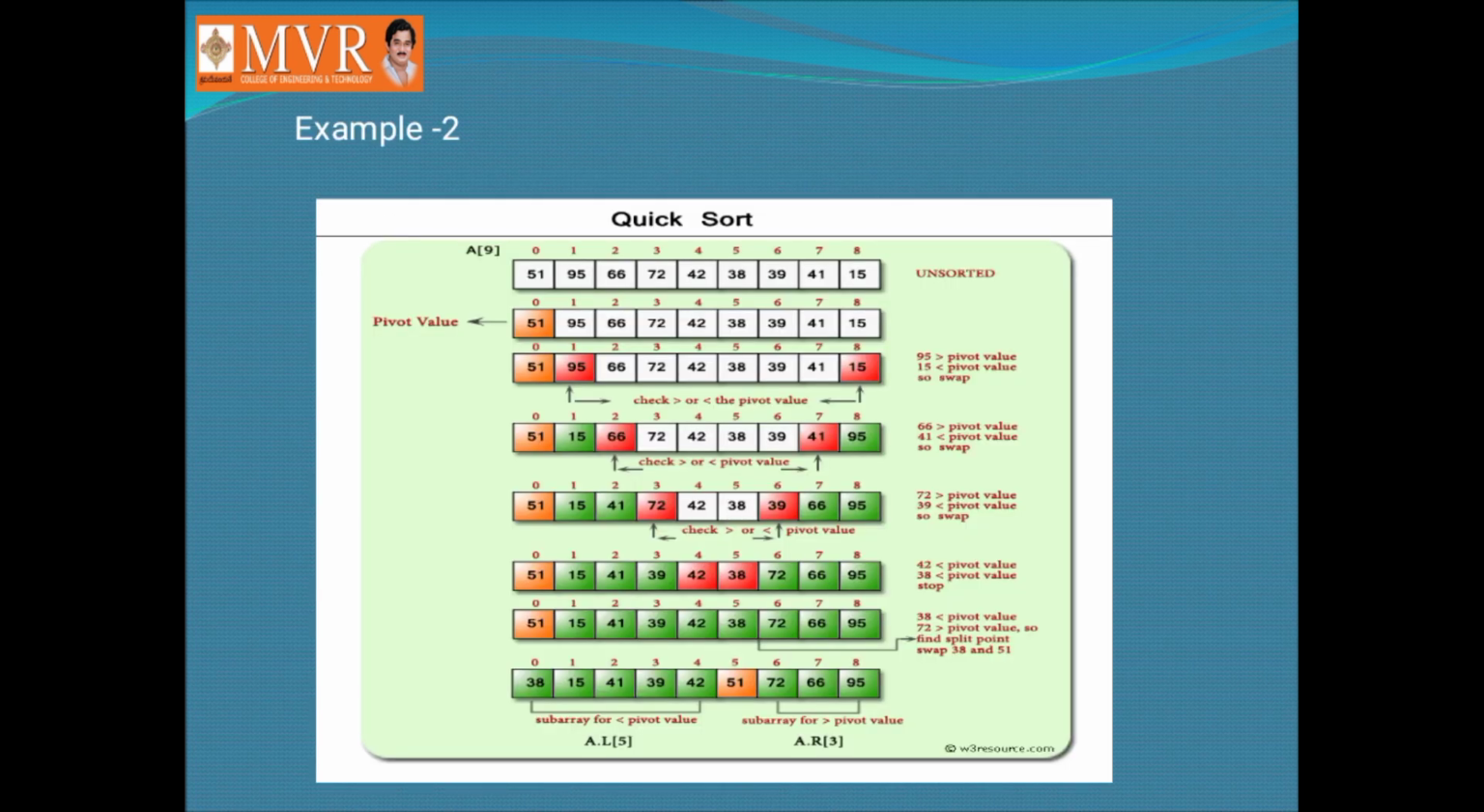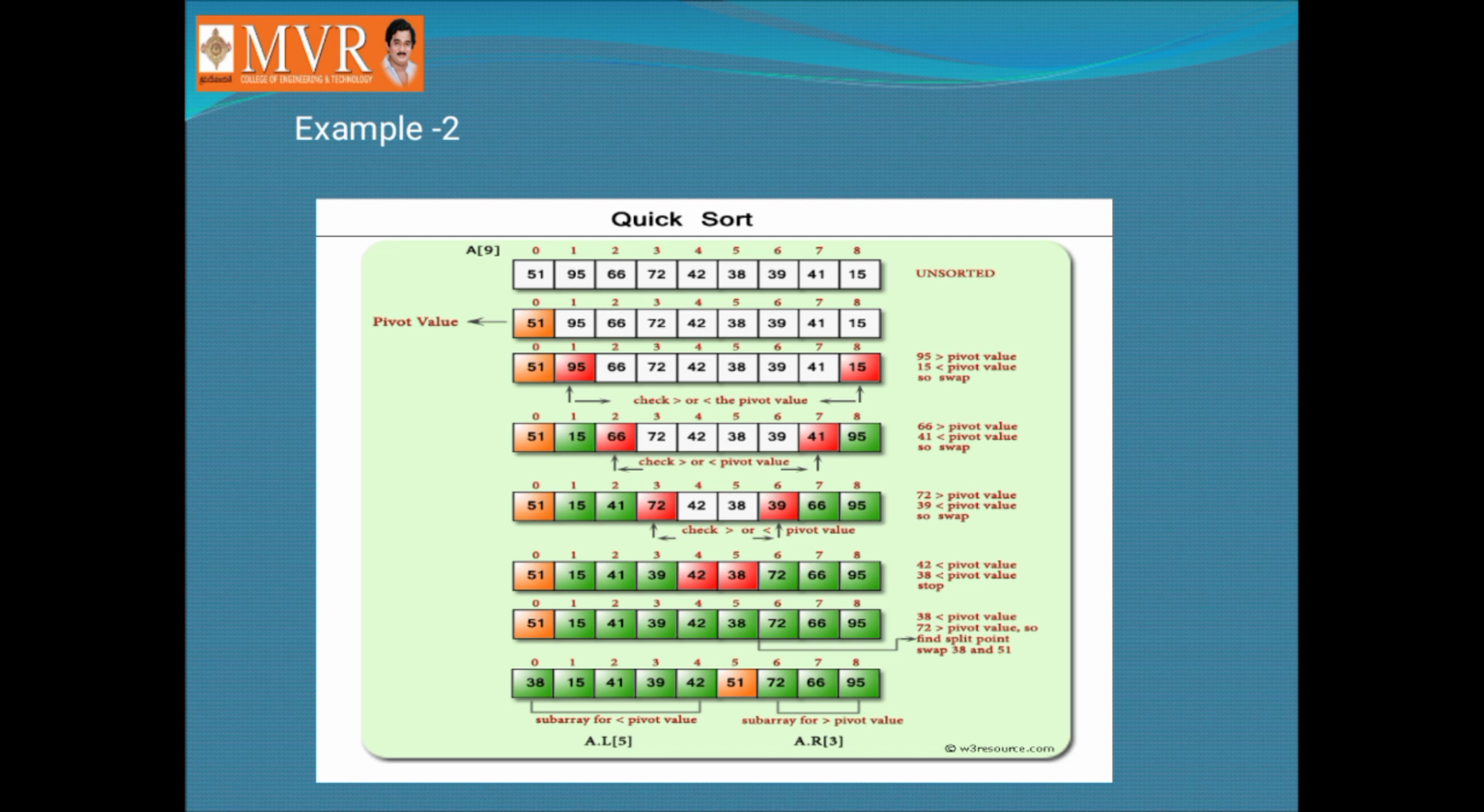Here is another example for the quicksort algorithm. Here I have assumed an unsorted list of elements, that is 51, 95, 66, 72, 42 and so on. First, as I have mentioned, consider the first element as the pivot element. Okay, here 51 is the pivot element.